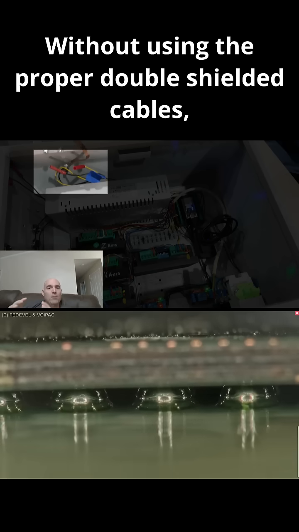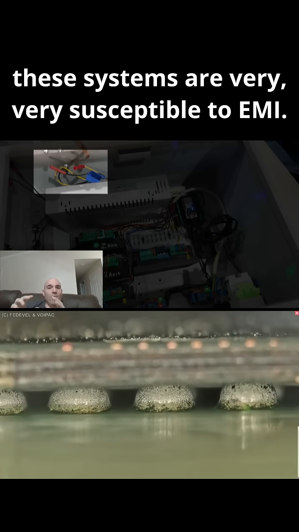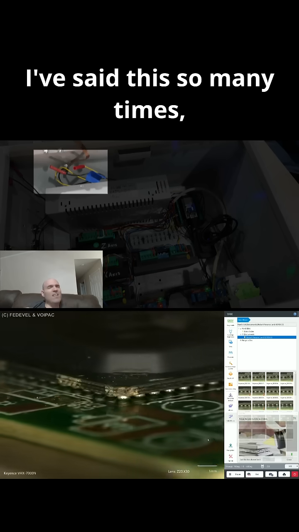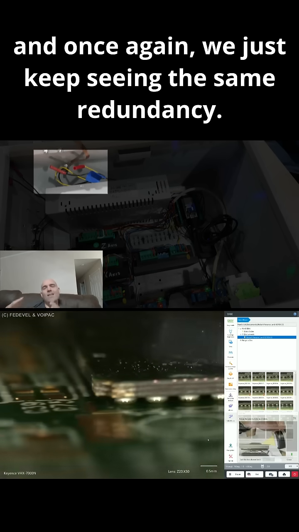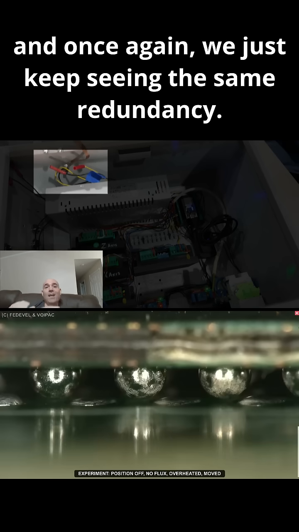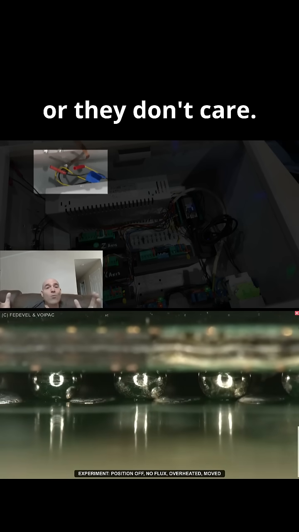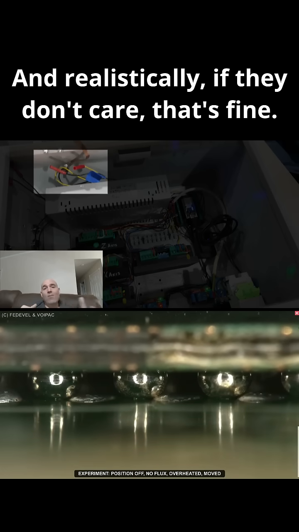Without using the proper double shielded cables, these systems are very, very susceptible to EMI. I've said this so many times, and once again, we just keep seeing the same redundancy. These guys do not understand what they're playing with, or they don't care. And realistically, if they don't care, that's fine.